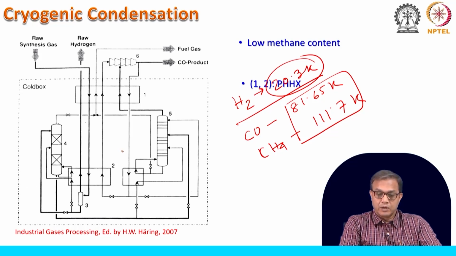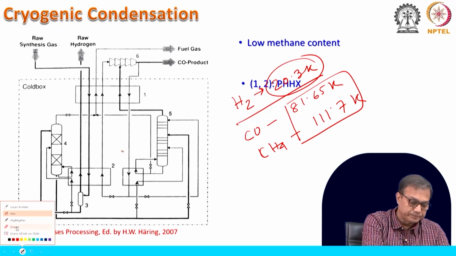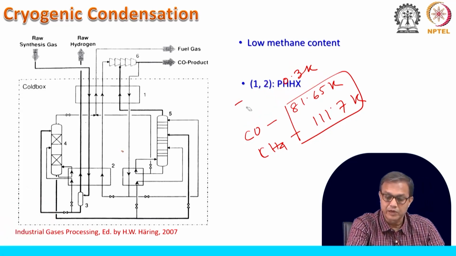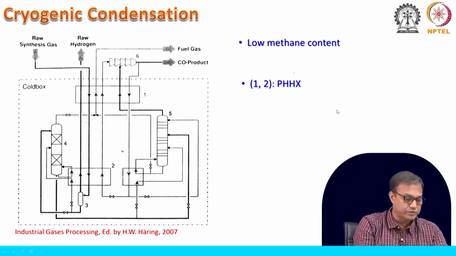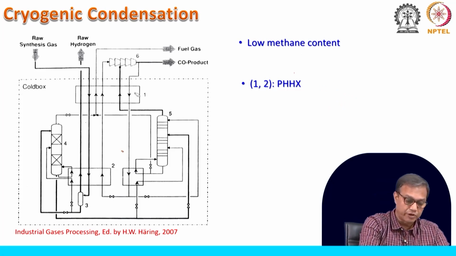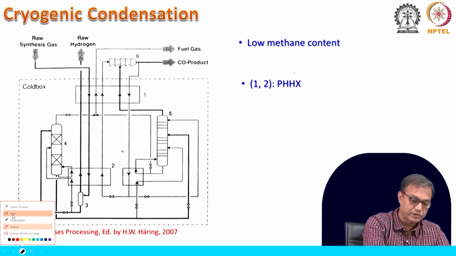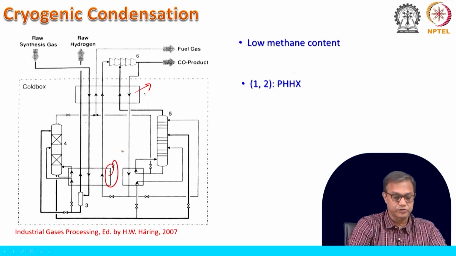So, here let us look into basically the different components here. There are plate fin heat exchangers. Component 1 and component 2 are basically the brazed aluminum plate fin heat exchangers. These two are the multi-stream heat exchangers.